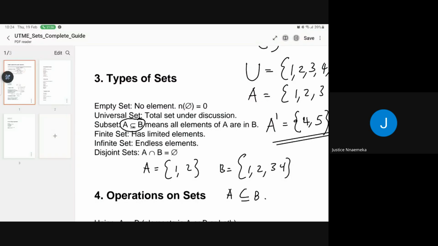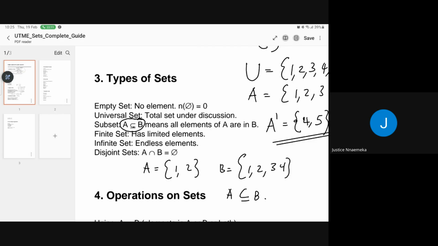So you can have something like 1, 2, 3, 4, 5. It doesn't continue. So a finite set will know where the elements stop. We have an infinite set, that one continues. Does it make sense? Now we have a disjoint set.